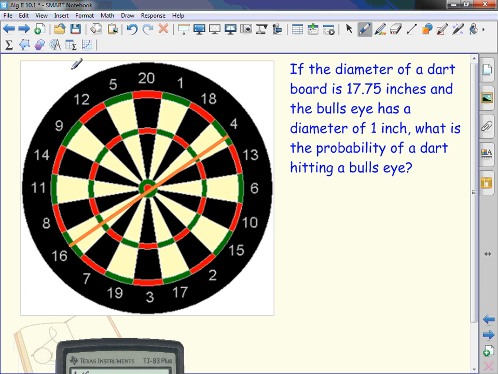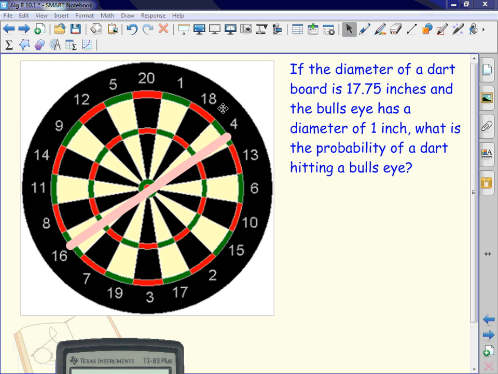Okay, here's what we're going to do. Don't try to perfectly draw the dartboard. We have the diameter of a dartboard is 17.75 inches. The bullseye has a diameter of 1 inch. What's the probability of a dart hitting the bullseye? Just write this down. Just draw a general circle for the dartboard, and then just draw the bullseye.